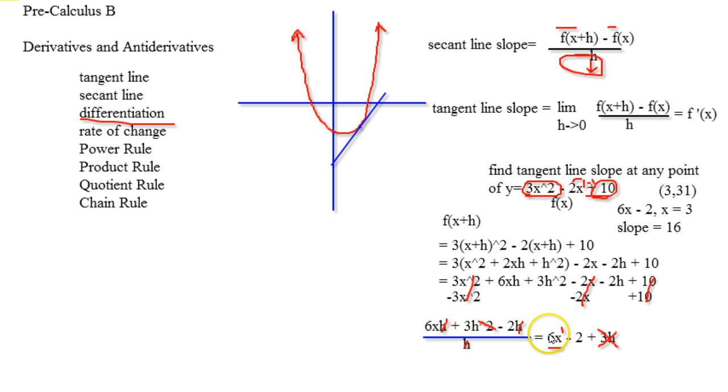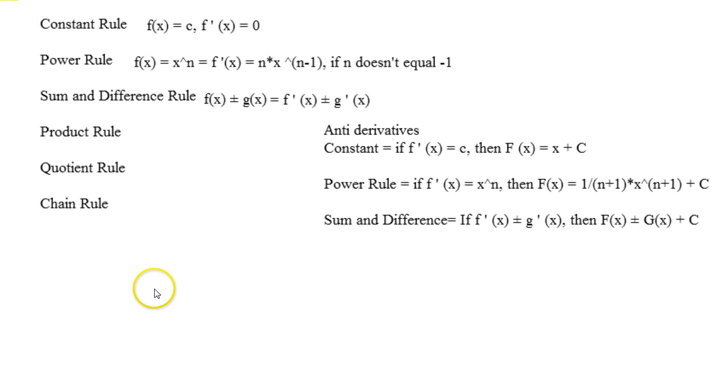Like, for example, if we're working our way back from 6x minus 2 to the actual function, we need to understand that there's a constant there, so we need to represent that as a plus c. So we would go 3x squared minus 2x plus c. Okay, if we didn't know that was a 10 already.